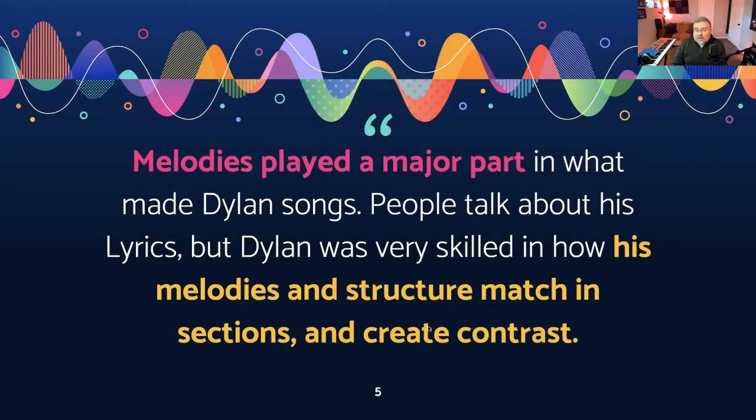So the other thing about Dylan that people don't talk about a lot is his songs were actually really melodic, and the melodies played a big part in what made people drawn to them. So it wasn't just the lyrics. Dylan was really skilled in how the melodies would match between the verses. So you knew when you were in a verse, you knew you were in a refrain, you knew where you were. And like I talked about earlier, he was very adept at creating contrast between the sections.